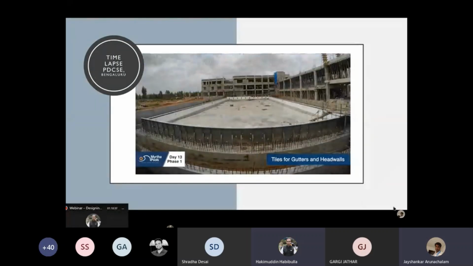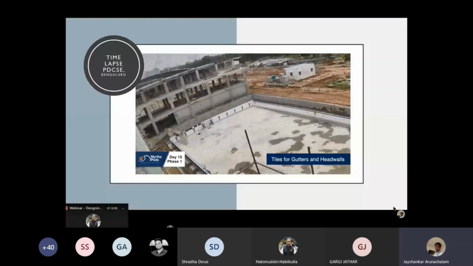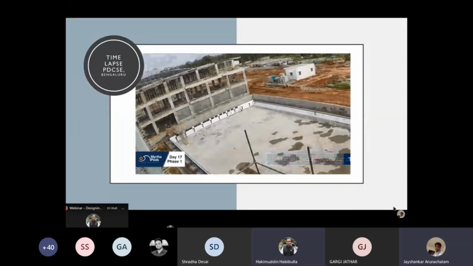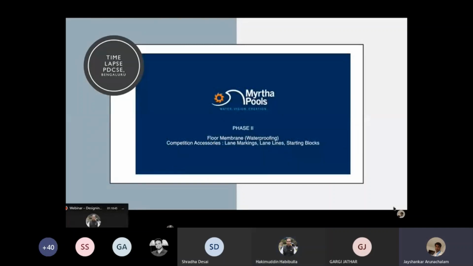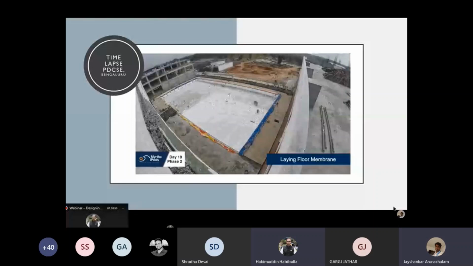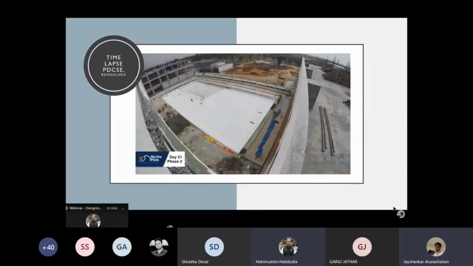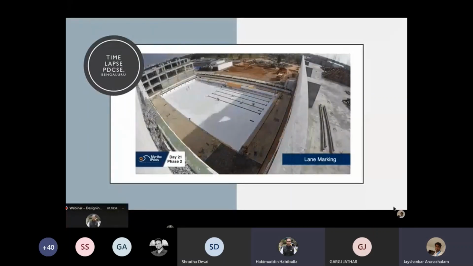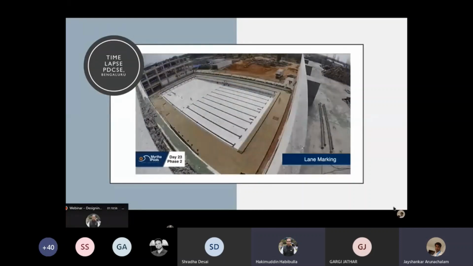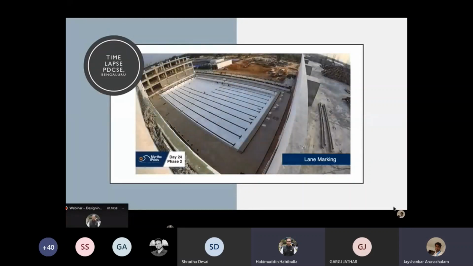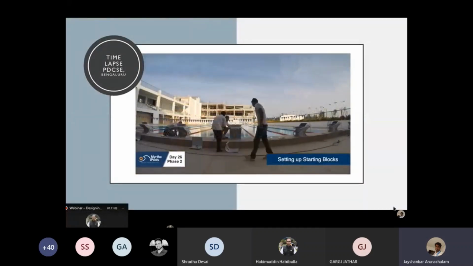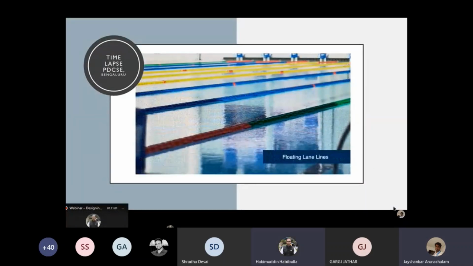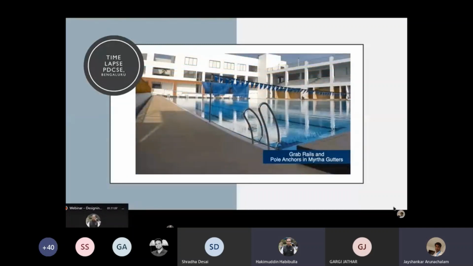We had a little bit of tiling on the edges from an aesthetic perspective. Just keep track of the number of days on your bottom left. This is the membrane being laid down on the floor and the lane lines being painted with a special PVC paint. These are the highest quality starting blocks.